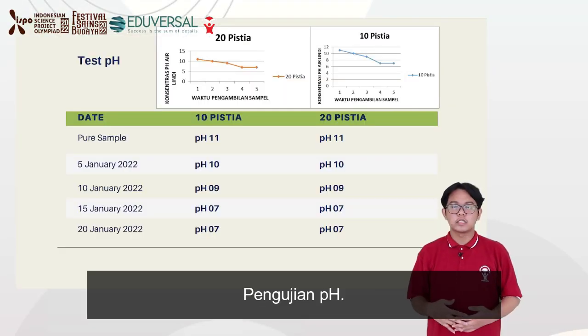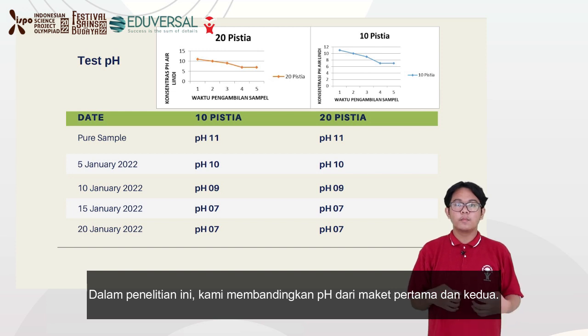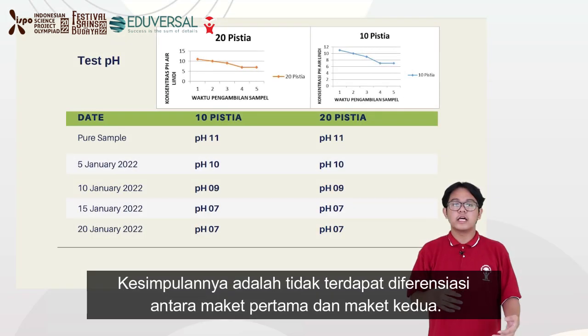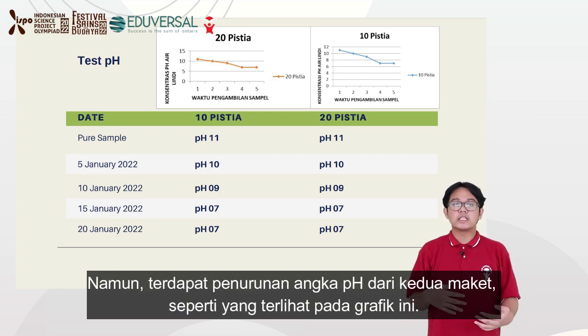The pH test. From this study, we compared the pH of the first prototype and the second prototype. After we used the litmus paper over the interval of our study, we conclude that there is no differentiation between the first prototype and the second prototype, but there is a decrease in the pH number in both of the prototypes, as we can see from these two graphs.